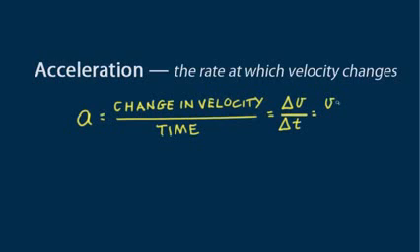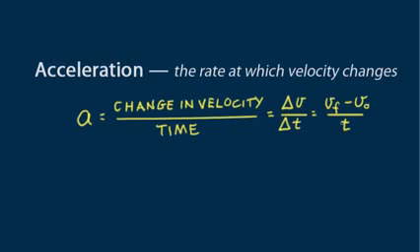And that change in v is the final velocity minus the initial velocity, and that's all over the change in time. For the time being, we consider only constant acceleration, where velocity changes at a steady rate. The standard unit of acceleration is meters per second squared.